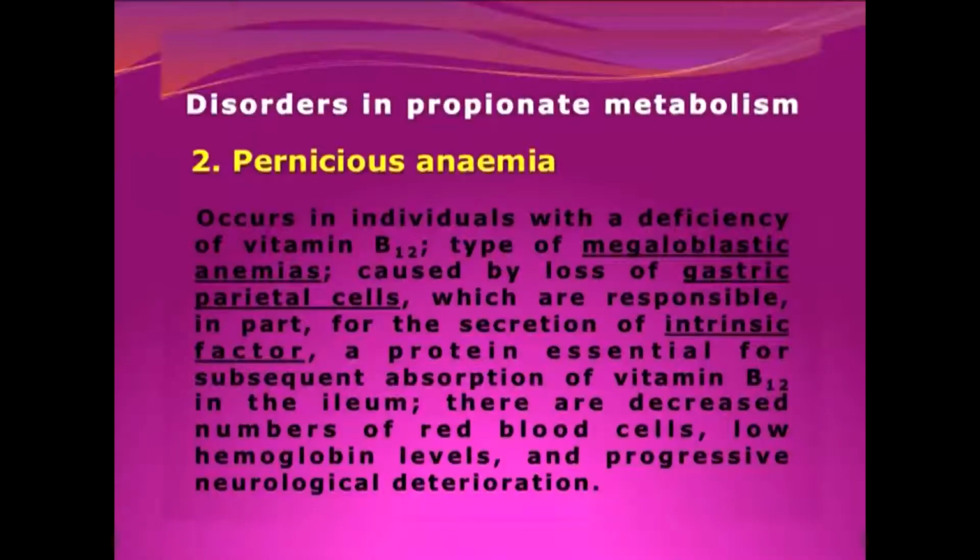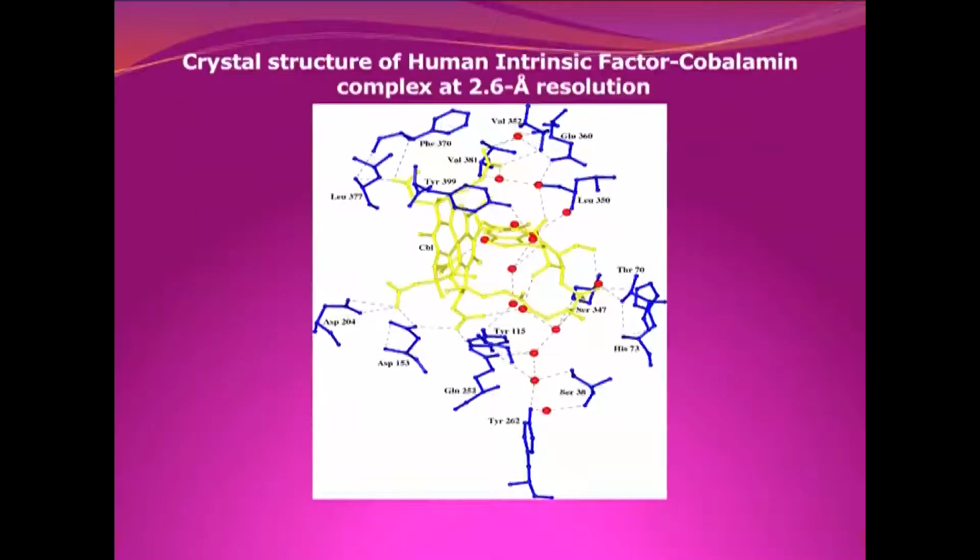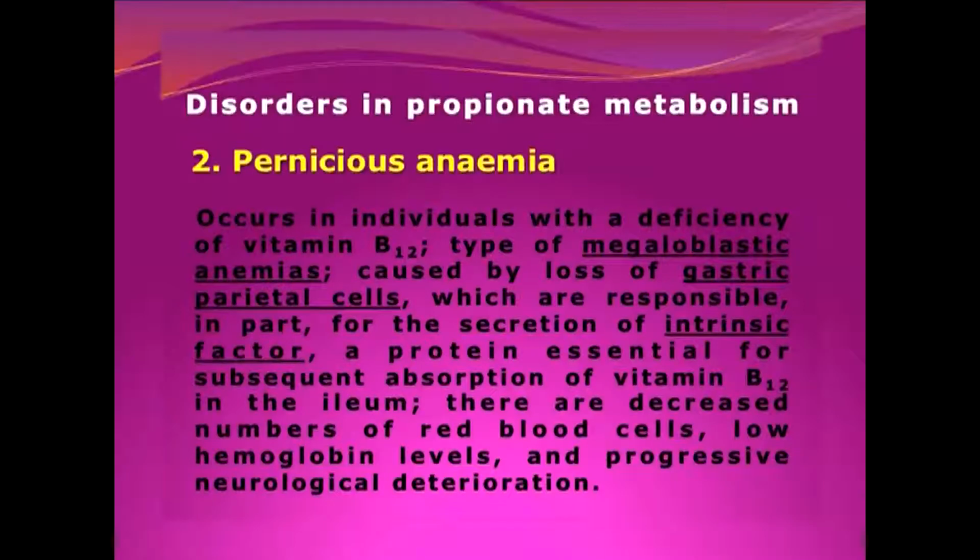It belongs to the category of anemias known as the megaloblastic anemias, and it happens due to a loss of the gastric parietal cells. Now, gastric parietal cells are responsible for the release of the intrinsic factor, a protein that is meant for vitamin B12 absorption in the ileum. So since these gastric parietal cells and the intrinsic factor are absent, vitamin B12 cannot be absorbed in the ileum, leading to a much decreased number of RBCs and a resultant anemic situation.